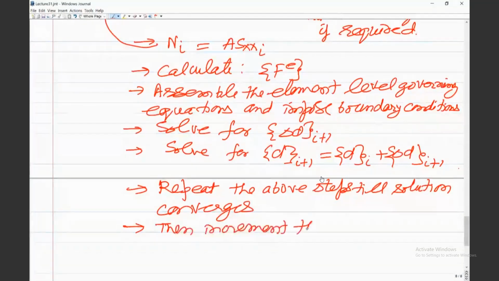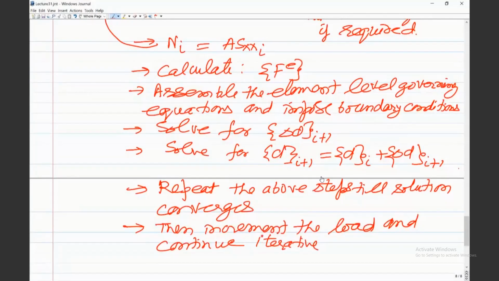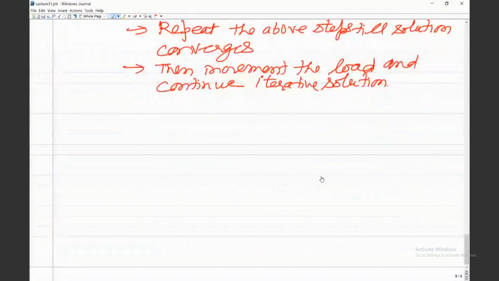So here, then, increment the load and continue the iterative solution. Yeah, so this is the whole set of steps. Now as you see, this is how the whole thing is done.